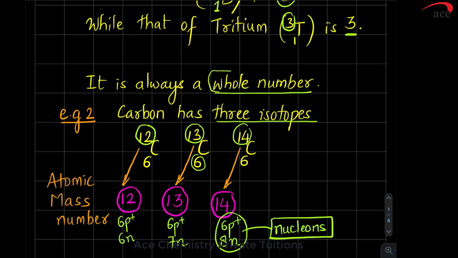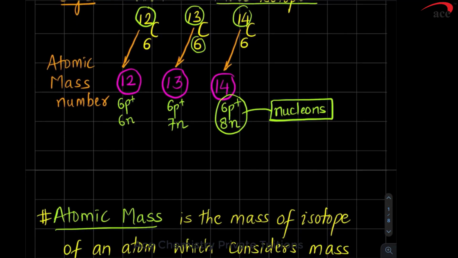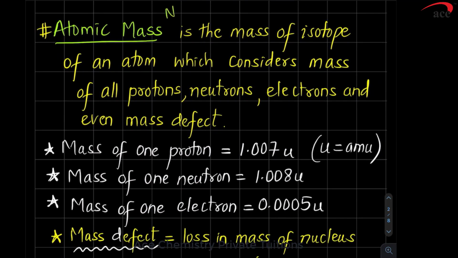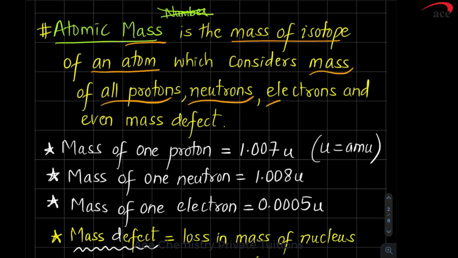What do you realize from all these things? Atomic mass number is a whole number because it is simply a sum of number of protons and neutrons. What about atomic mass? Now you are able to see there is no word number. Only the name is atomic mass. It is mass of isotope of an atom which considers the mass of all protons, all neutrons, all electrons, and even takes into account mass defect. Now this is factual data.